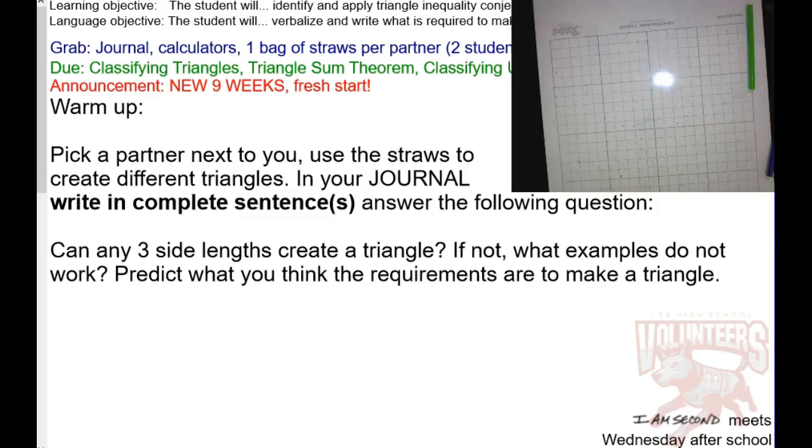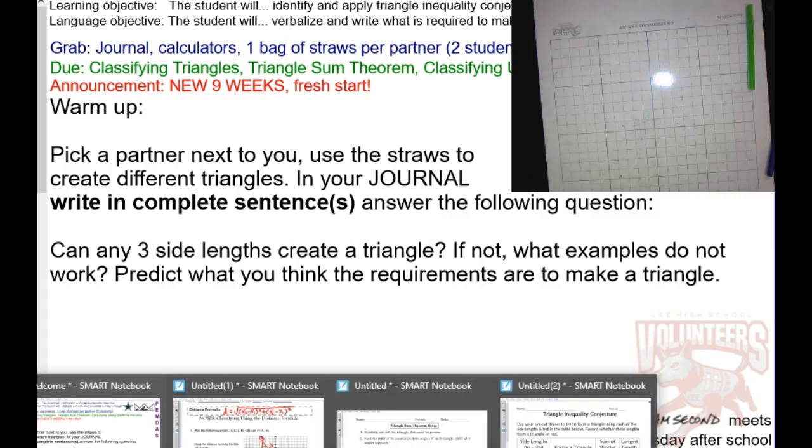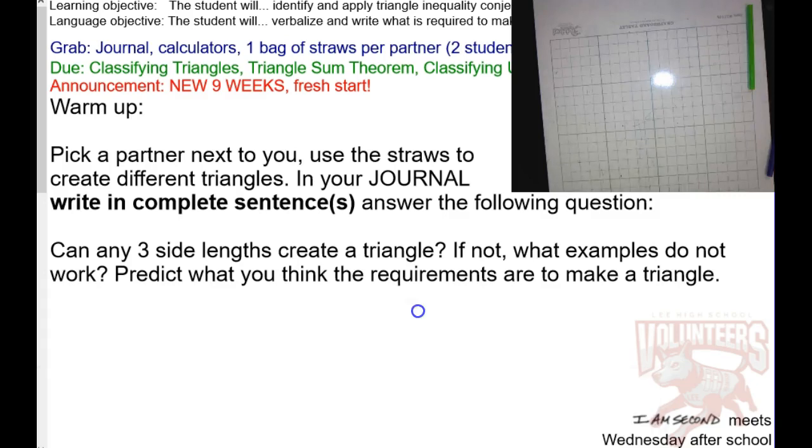All right, so we just did the straw activity for segment. Dang it, what's it called? For the triangle inequality conjecture. Sorry.